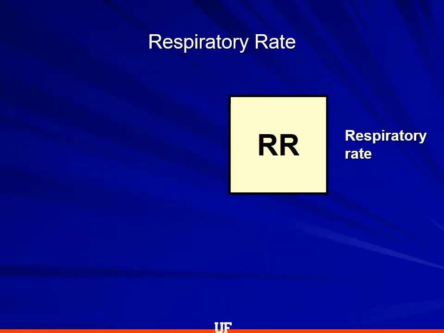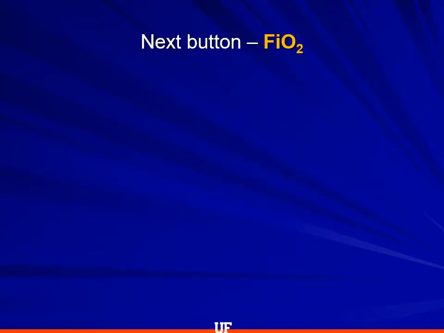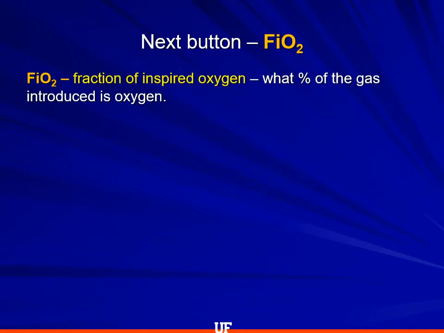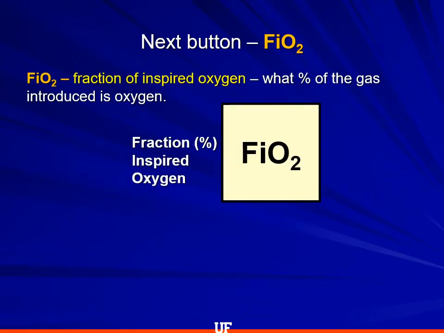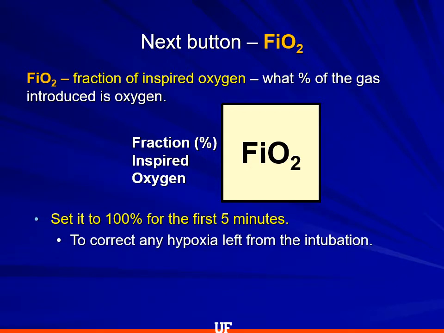So to recap, our button number 2, respiratory rate, is used to control ventilation. The third button, FiO2, is probably the easiest. This is just what percentage of the air that we're giving our patient is oxygen. And your strategy should be, for the first 5 minutes, set it to 100% oxygen.